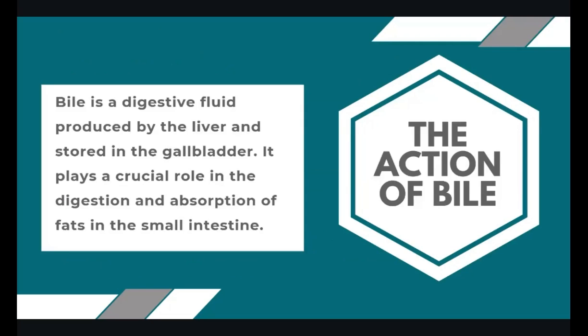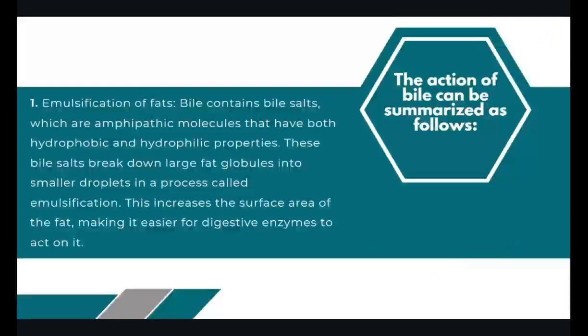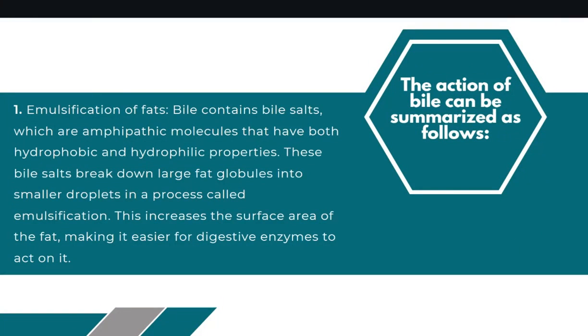The next function is the action of bile. Bile is a digestive fluid produced by the liver and stored in the gallbladder. It plays a crucial role in the digestion and absorption of fat in the small intestine. The next slide will be explained by Noel. For Noel, time is yours.